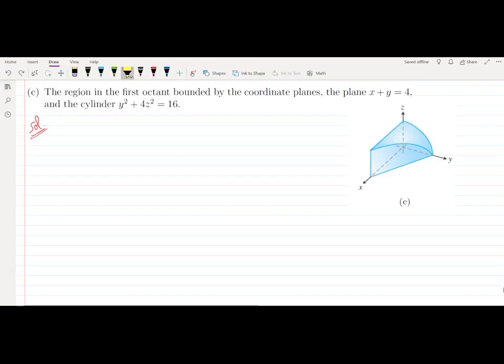Now, problem 12 number C, find the volume also of the region in the first octant. The word first octant is very important for us.